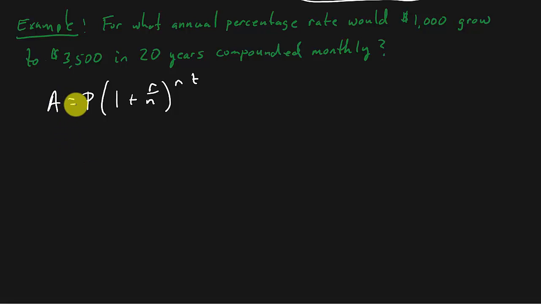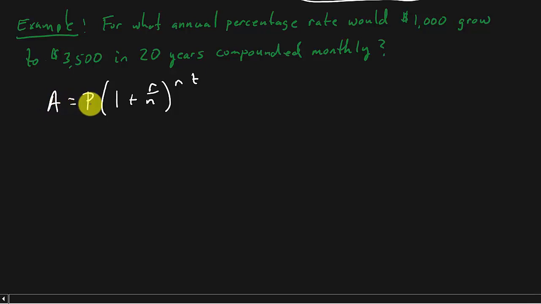Now, what do we do here? All right, well, first, let's decide what we're finding. So what does it ask us? For what annual percentage rate? So I'm looking for R. You see that? I'm looking for R. So we need to know what A, P, N, and T are.